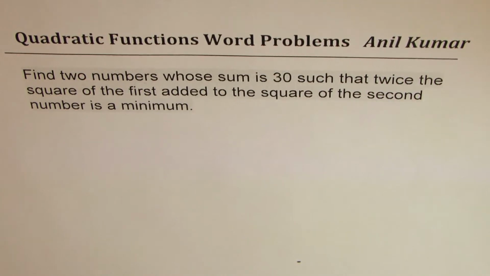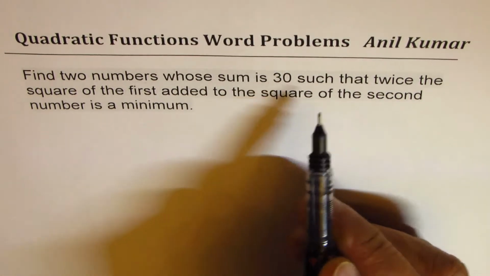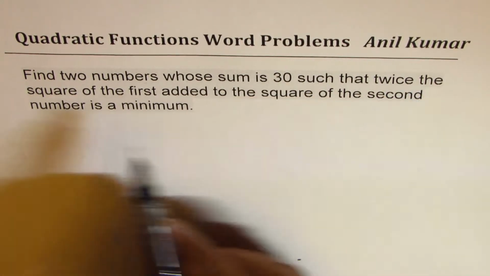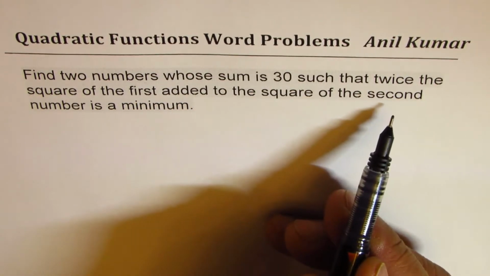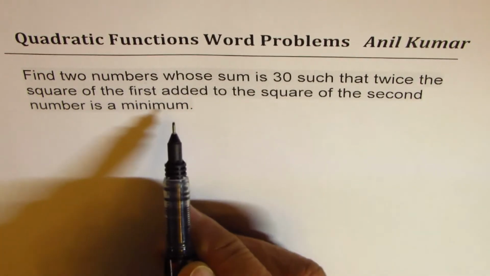So I'll take up many videos on quadratic functions. All types of examples on application of quadratic functions will be placed in this playlist for you to review. The question here is, find two numbers whose sum is 30 such that twice the square of the first added to the square of the second number is a minimum.